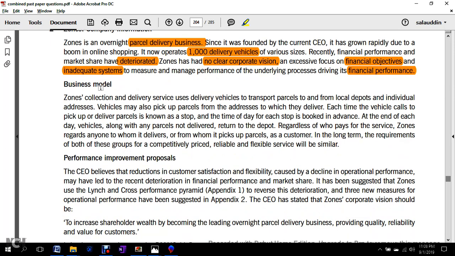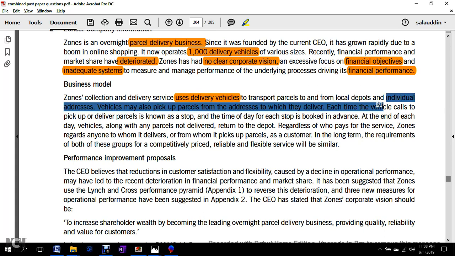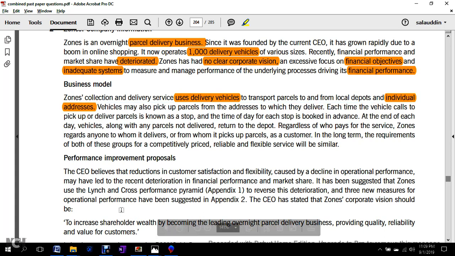What is the business model they use? Jones Collection and Delivery Service uses delivery vehicles to transport parcels to and from local depots and individual addresses. They use delivery vehicles to transport parcels to and from local depots and to individual addresses. These are important while setting KPIs, and then we need to assess KPIs. So we need to know the process of the business.